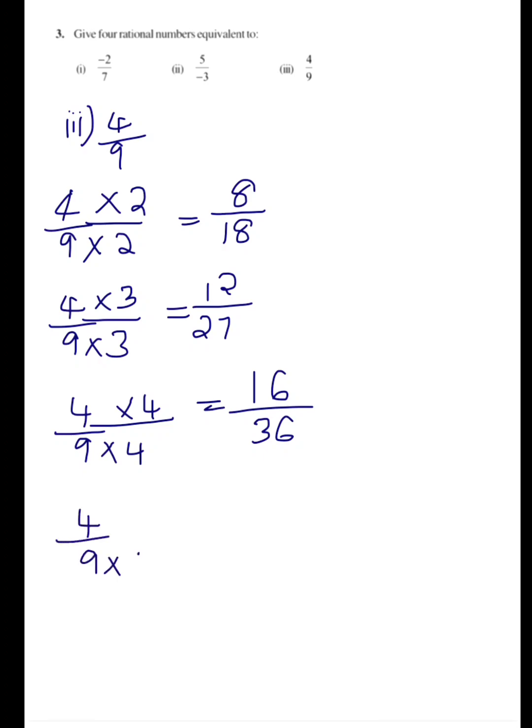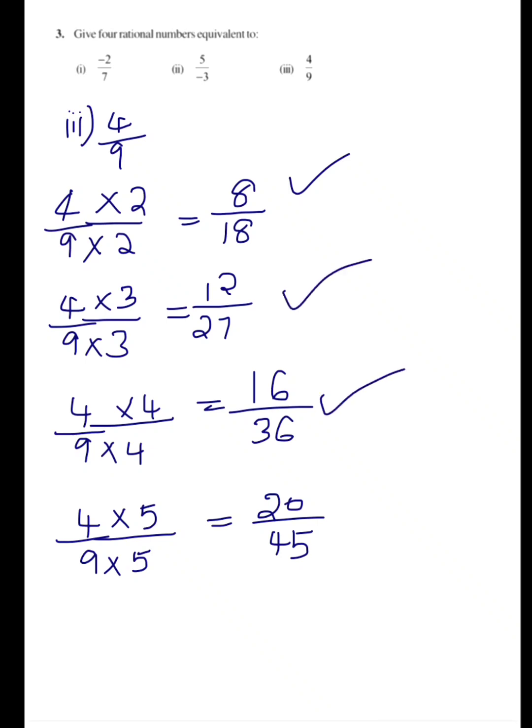Now 4 by 9 into 5. So what is 4 into 5? 20. 20 by 45. So these are the four equivalent rational numbers, that is 8 by 18, 12 by 27, 16 by 36 and 20 by 45. All this will be equal to 4 by 9. So this is the answer for the third question. Now let's see the fourth question. Draw the number line and represent the following rational numbers on it. And our first one is 3 by 4.